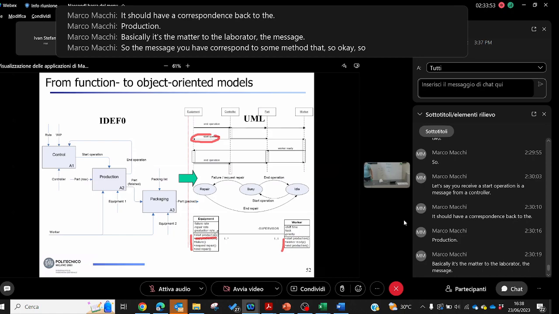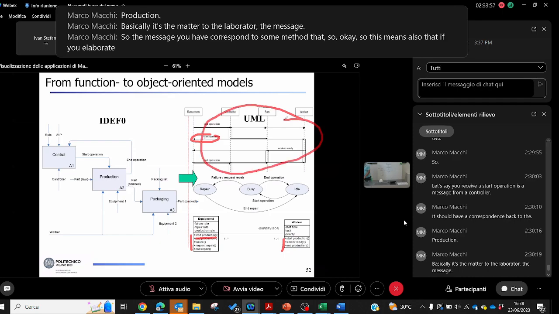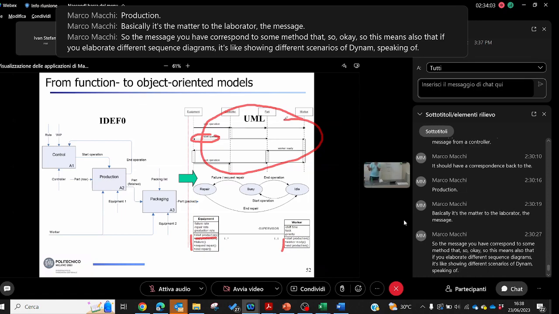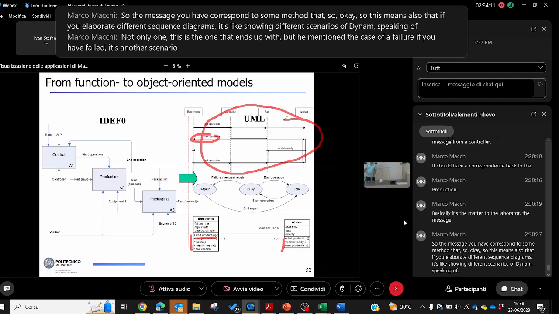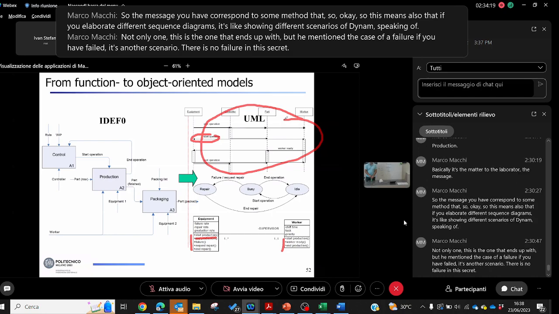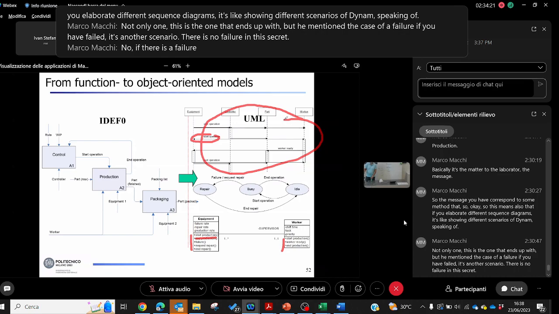So this means also that if you elaborate different sequence diagrams, it's like showing different scenarios of dynamics between objects. Not only one. This is the one that ends up well, but imagine the case of a failure. If you have a failure, it's another scenario. There is no failure in this collaboration diagram, the second diagram. If there is a failure, it will be another scenario.